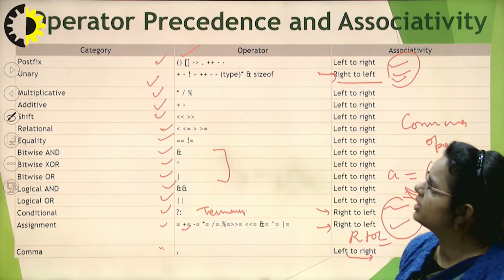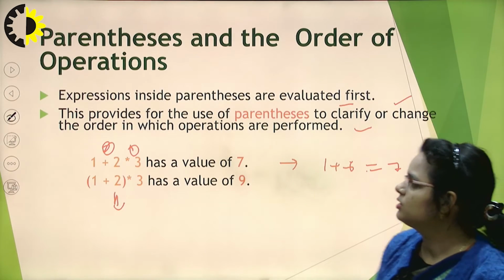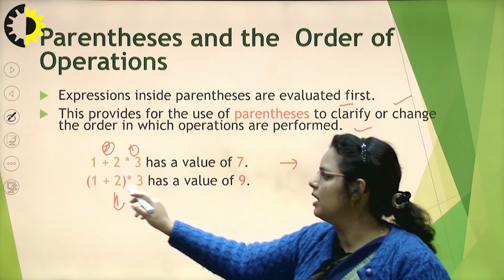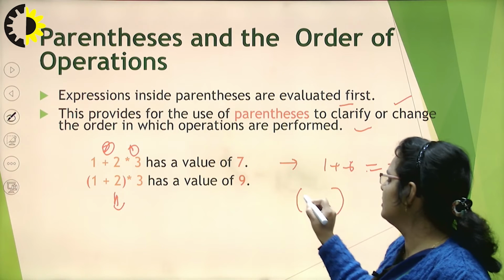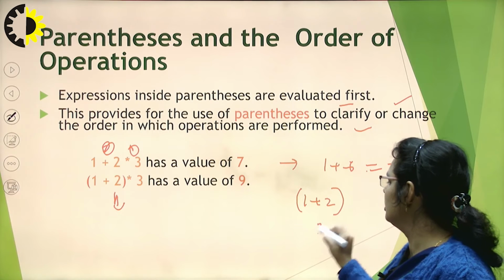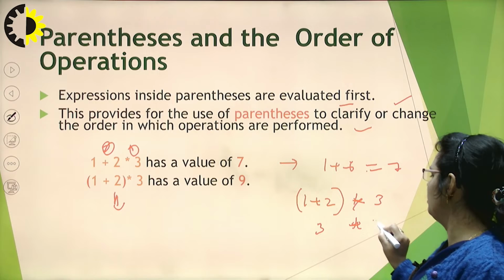See, we can check in your last slide. We have highest precedence of parentheses. So first of all, the parentheses would be evaluated, and then the multiplication. The parentheses has 1 plus 2, which equals 3, and after that the other operators would be evaluated. So 3 into 3 would be 9.